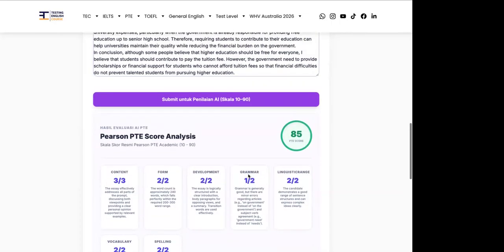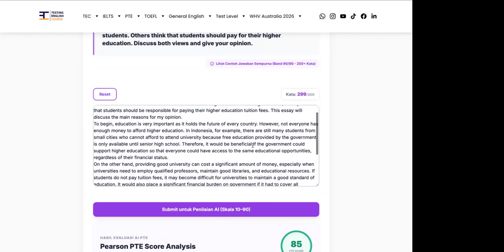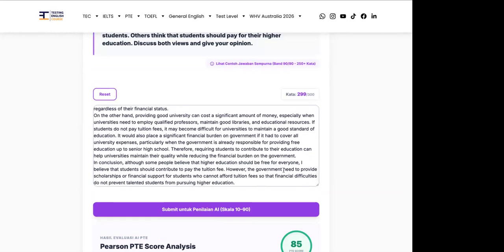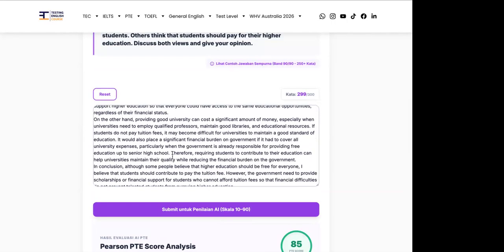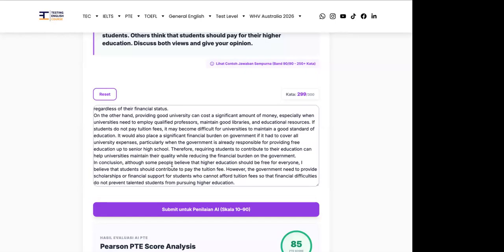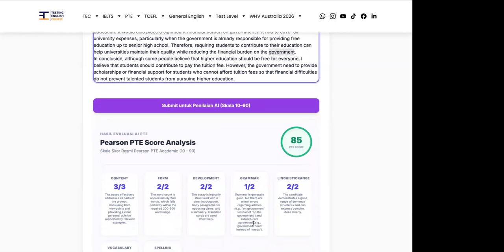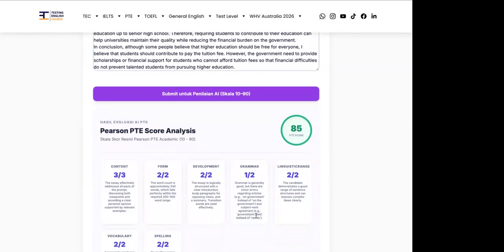Oh ya, tadi ada government. Karena government kalau satu harus pakai artikel. Itu yang financial burden on the government. Iya, financial burden on the government. But you have that already. When the government is already. This one, financial burden on the government. Oh, mana ya tadi? Kayaknya ada di atasnya sepertinya. Government need, ya kan? Hanya itu sih yang saya lihat, hanya ini yang fatal, Miss.